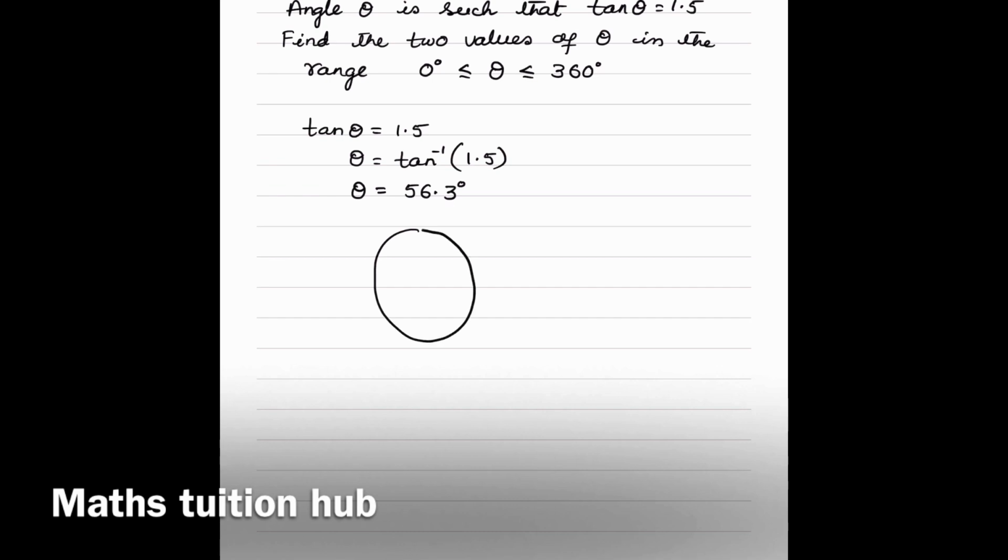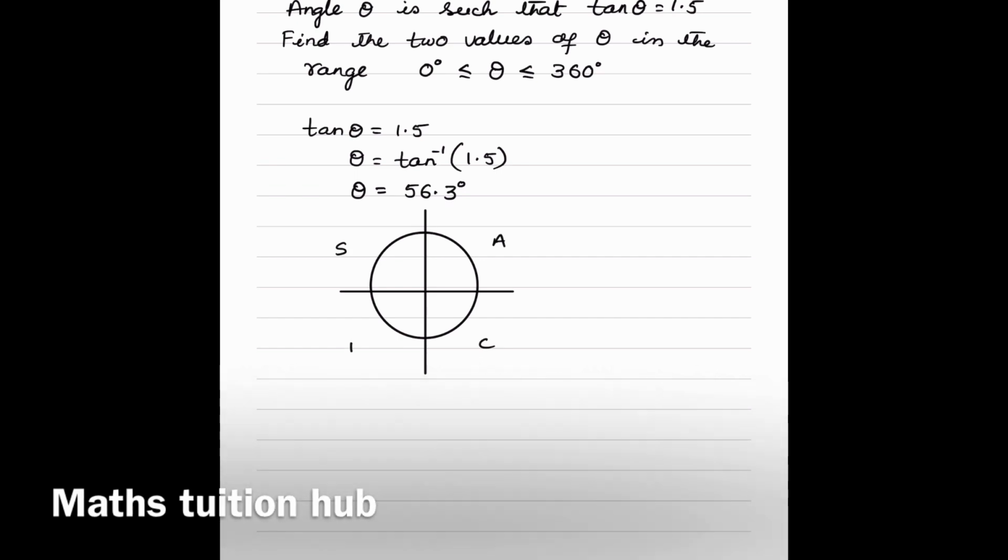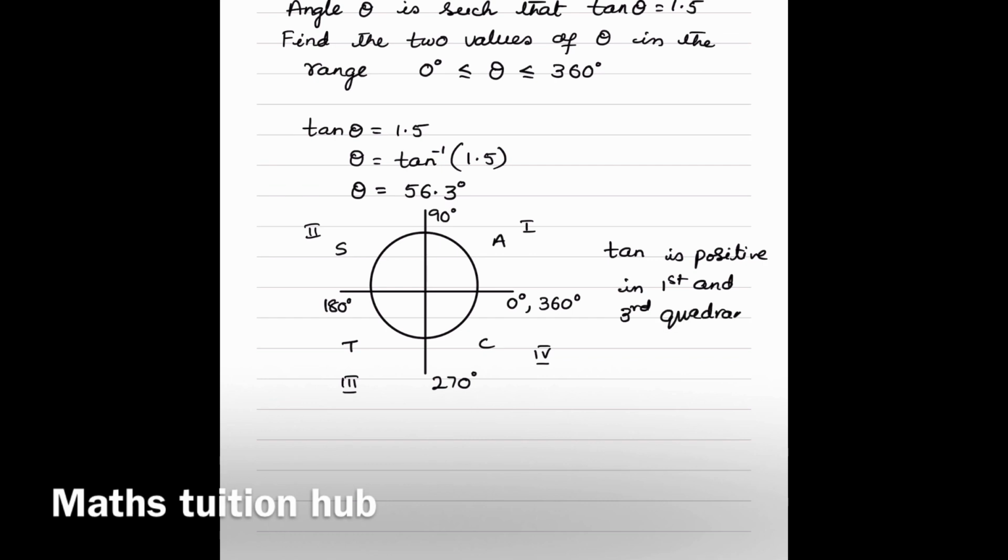Now start drawing the CAST diagram. Label the word CAST on the diagram from the fourth quadrant and label angles. We have the tan function here. Tan is positive in the first quadrant and in the third quadrant. So we label the theta value, which is 56.3, in the first quadrant and in the third quadrant.